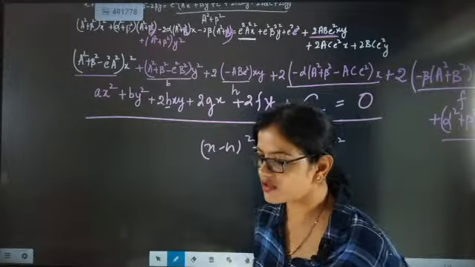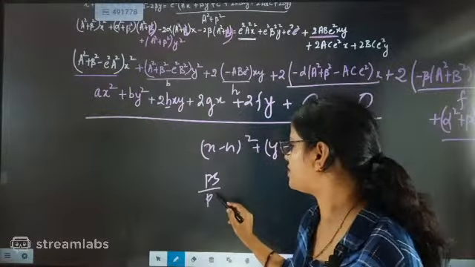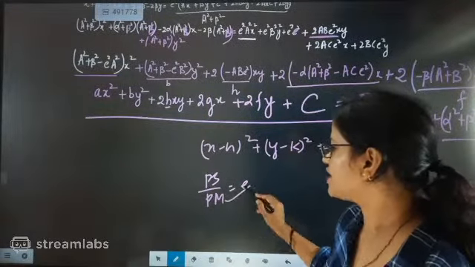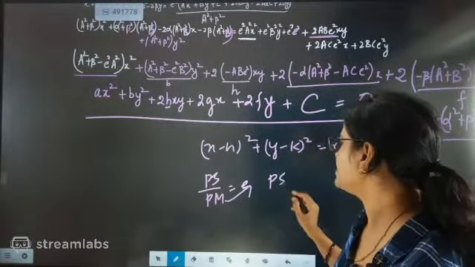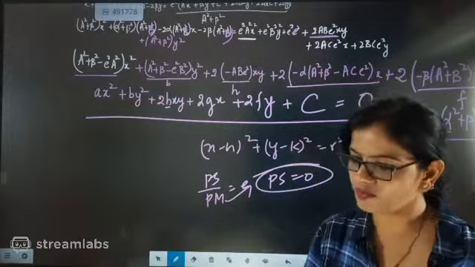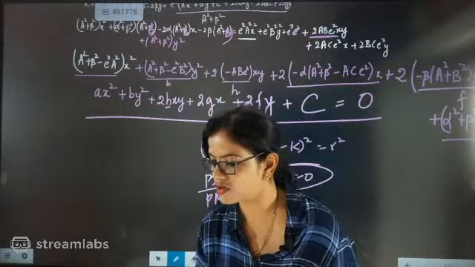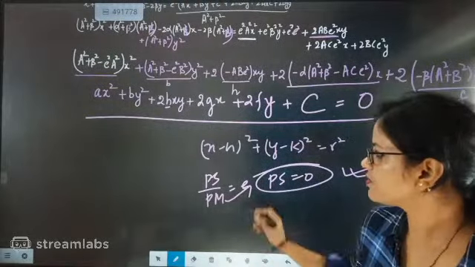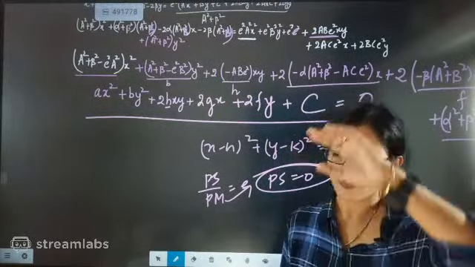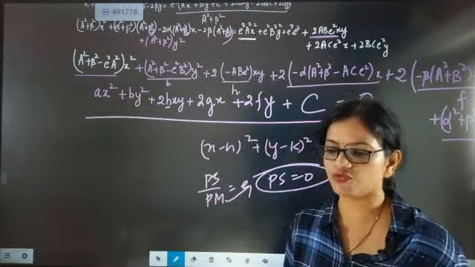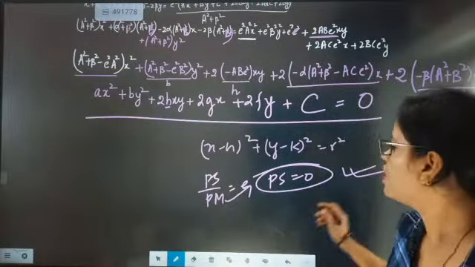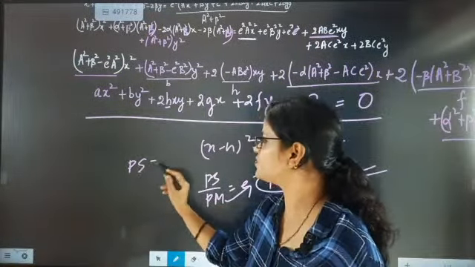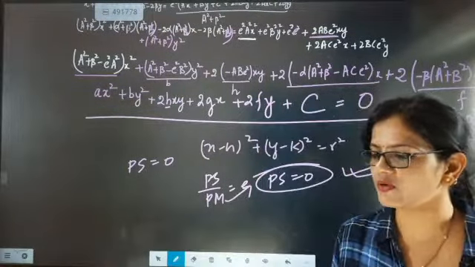Now one small thing: PS by PM equal to e. When eccentricity becomes 0, the directrix line equation will not exist. PS will become equal to 0. All concepts understood? For the parabola eccentricity is 1, for the circle eccentricity is 0, so PS will be equal to 0.